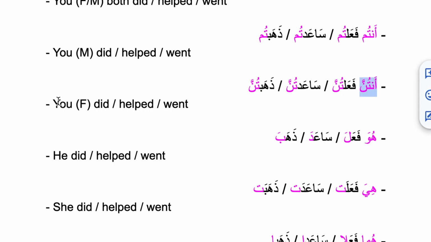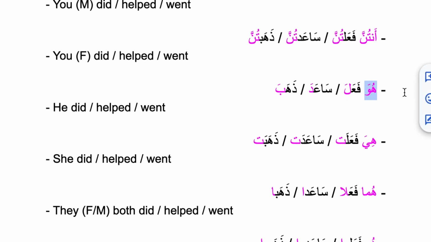Next is أنتن. أنتن means also you, but for plural female. The first example, فعلتن, and it means you did, again for plural female. Next, ساعدتن, and it means you helped. Next, ذهبتن, and it means you went, for plural female.